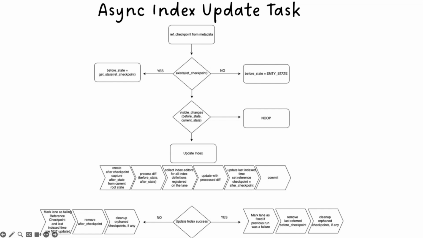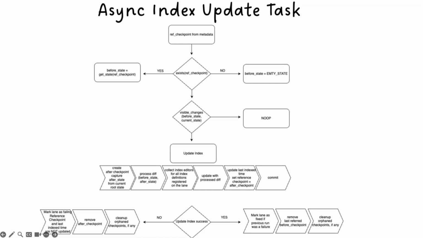However, if there is any exception and somehow the changes don't get committed, then the current lane is marked as failing in case the previous run was a pass. And the reference checkpoint and the last index update timestamp in this case do not get updated. And the after checkpoint that was created during this particular run is removed from the system. In either of the cases, a cleanup of the older checkpoints is attempted in the end.